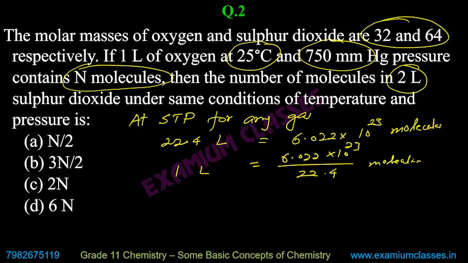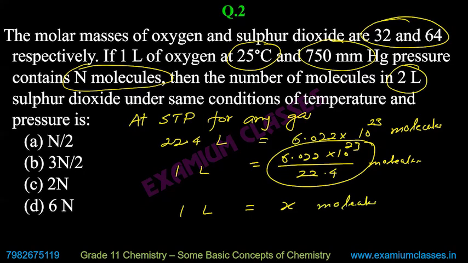Now, if I change the temperature, then the number of molecules will change, but in the same proportion. For any gas, if I change the temperature, then in 1 liter, instead of this much, there may be slightly more or less than this. But for any gas, this will be the same X molecules at that temperature.